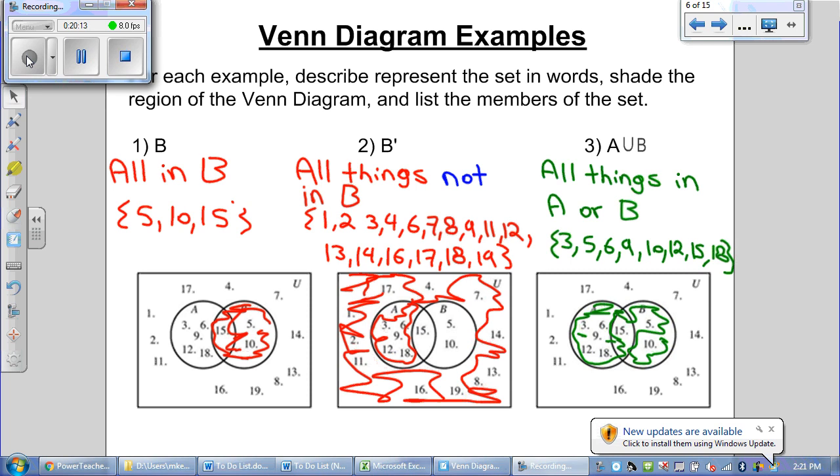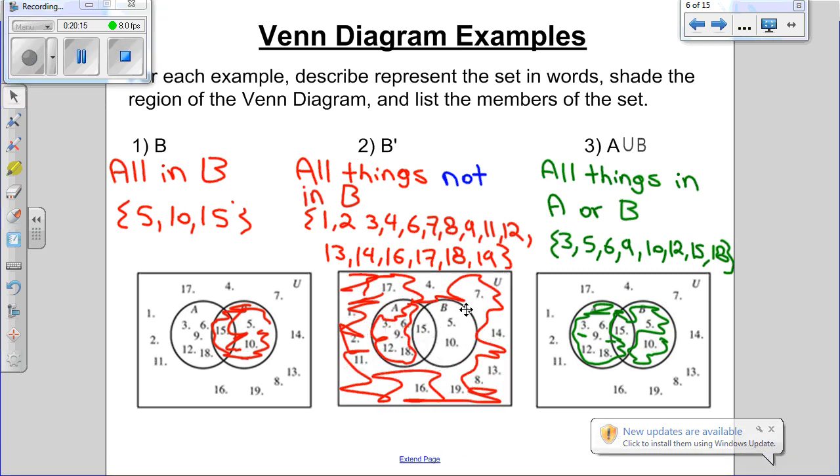The third one was A or B, so that means you could circle everything in A and everything in B, and you'd end up with this weird looking double circle all colored in. And that's numbers 3, 5, 6, 9, 10, 12, 15, and 18.